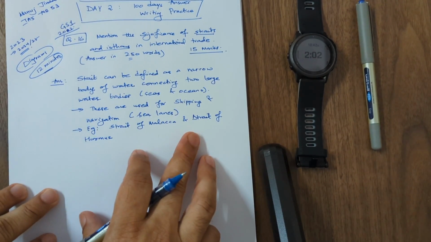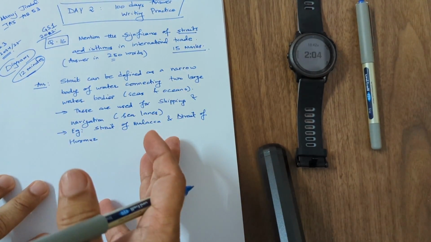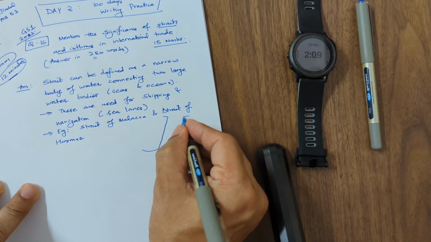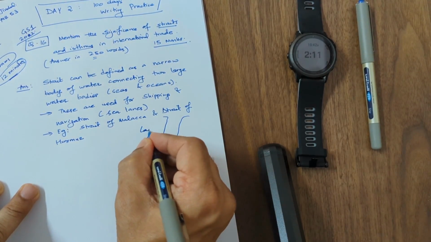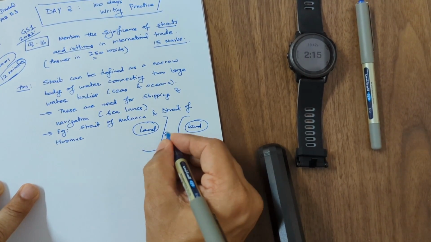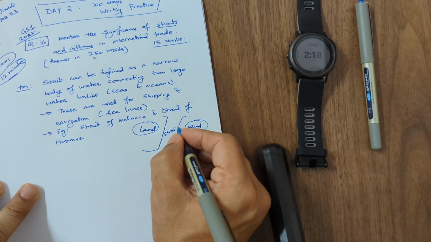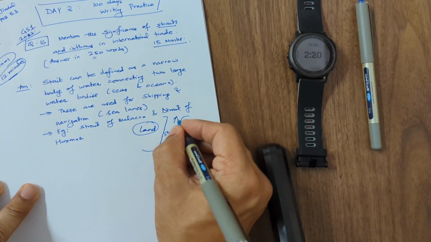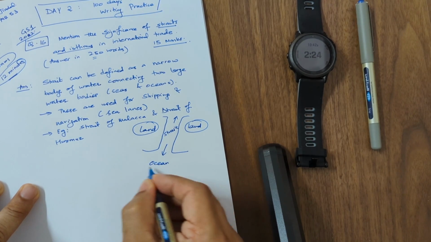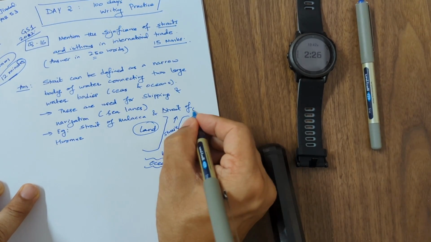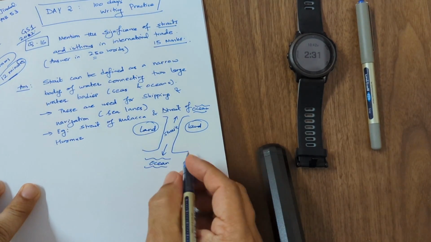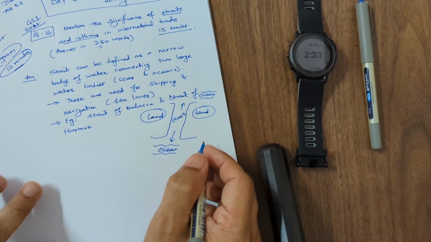Now here you can also draw a diagram, because it's a geographical feature, so you can draw a basic diagram. With pen only you can draw the diagram also. Land, and this is strait, and this is ocean. This is also ocean here. Okay, so here I have drawn the diagram of a strait.